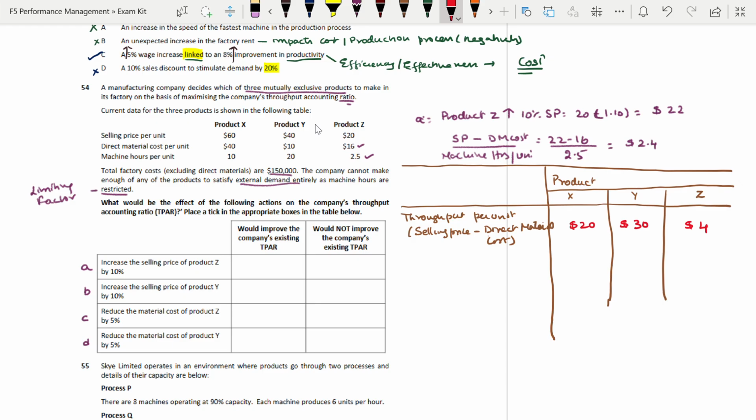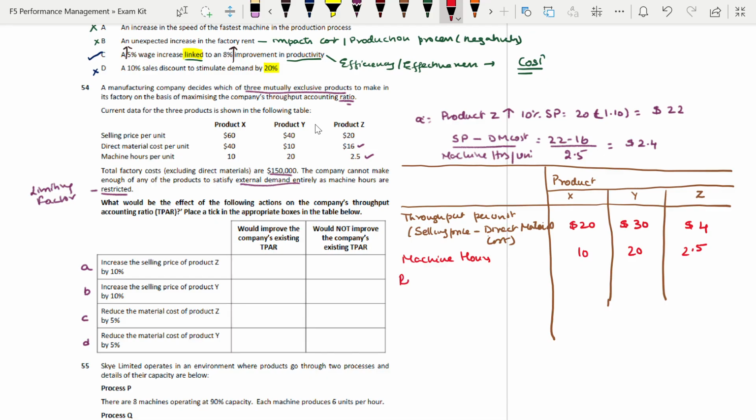Now, how much are the machine hours? In the first case, machine hours are 10. In the second case, machine hours are 20. In the third case, machine hours are 5.